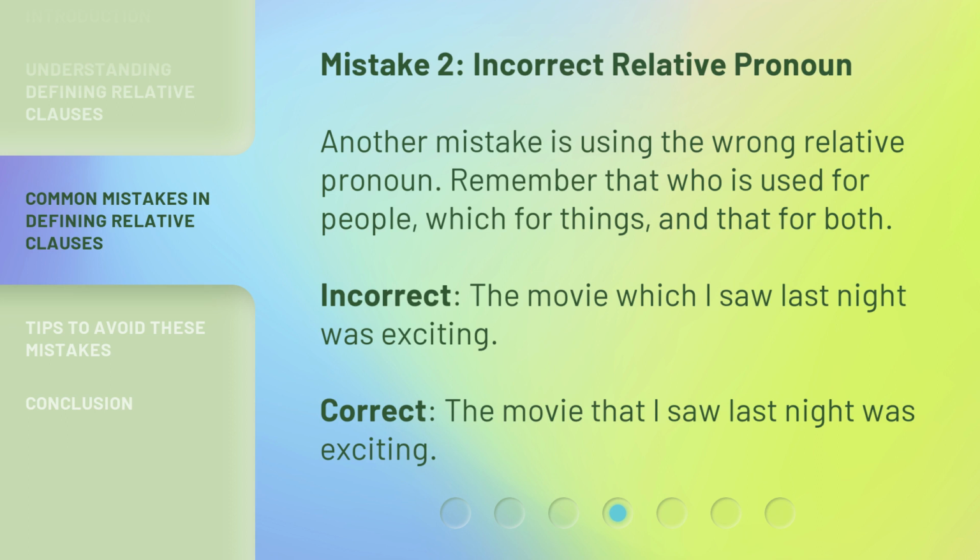Mistake 2. Incorrect relative pronoun. Another mistake is using the wrong relative pronoun. Remember that who is used for people, which for things, and that for both. Incorrect. The movie which I saw last night was exciting. Correct. The movie that I saw last night was exciting.